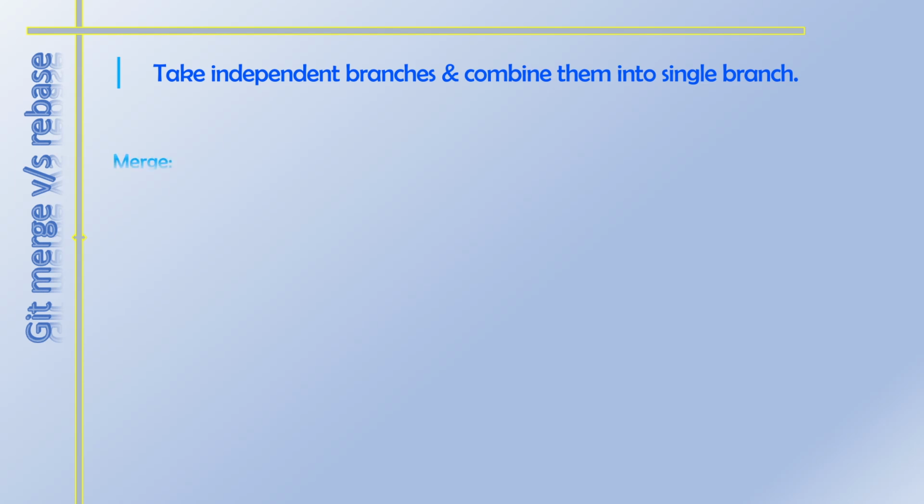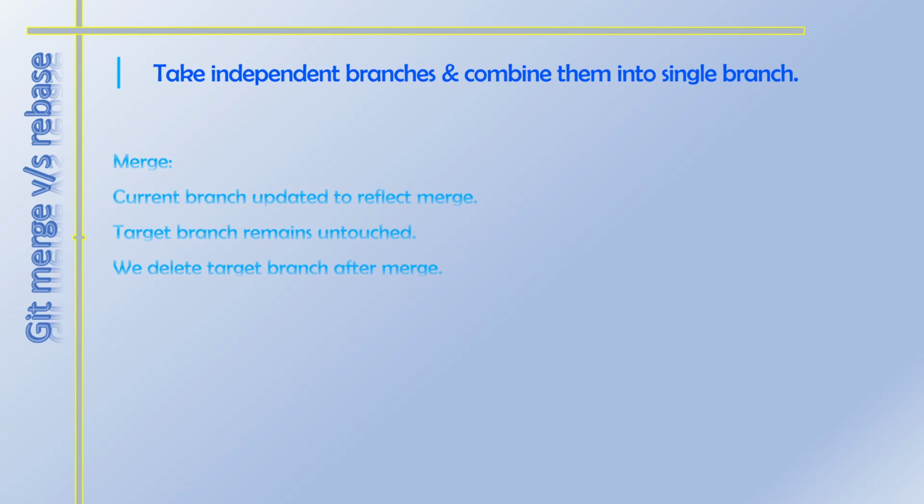Using git merge, the current branch will be updated to reflect the merge, but the target branch actually remains untouched. We usually do a git branch -d for deleting the obsolete branch. After the merge, we have a single new commit on the branch we merge into. The new commit will have all the changes from the source branch.